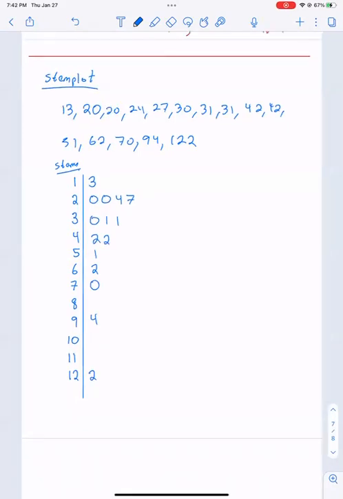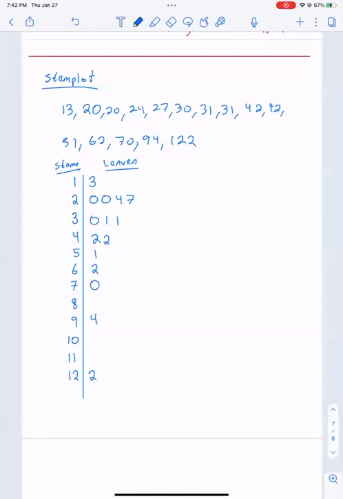All right, so the leaves are the last digits only. And I don't repeat a first digit. So the first digit of 2 has 4 leaves. 2 0, that's 20. A second 2 0, another 20. A 4 for 24, and a 7 for 27. Then I have 30, 31, 31, 42, 42, 51, 62, 70, 94, and 122.